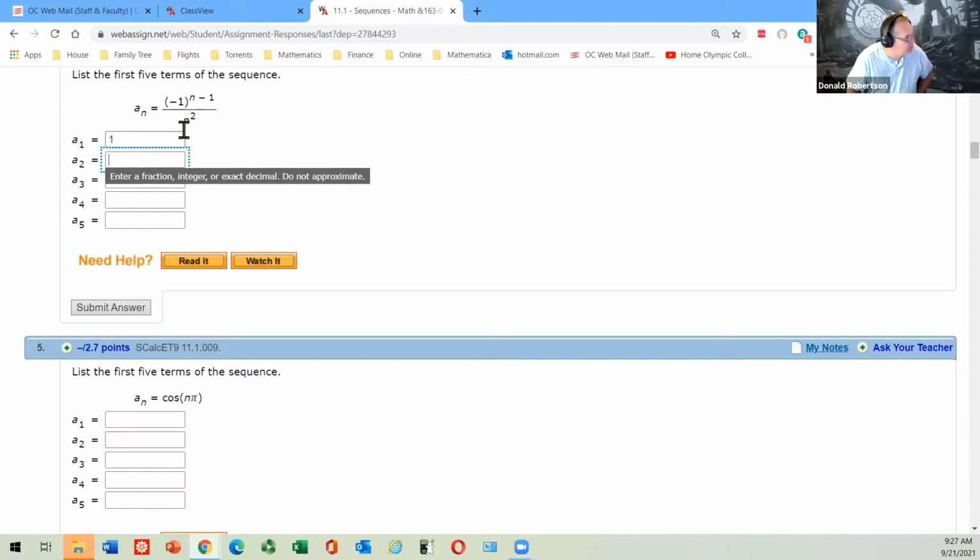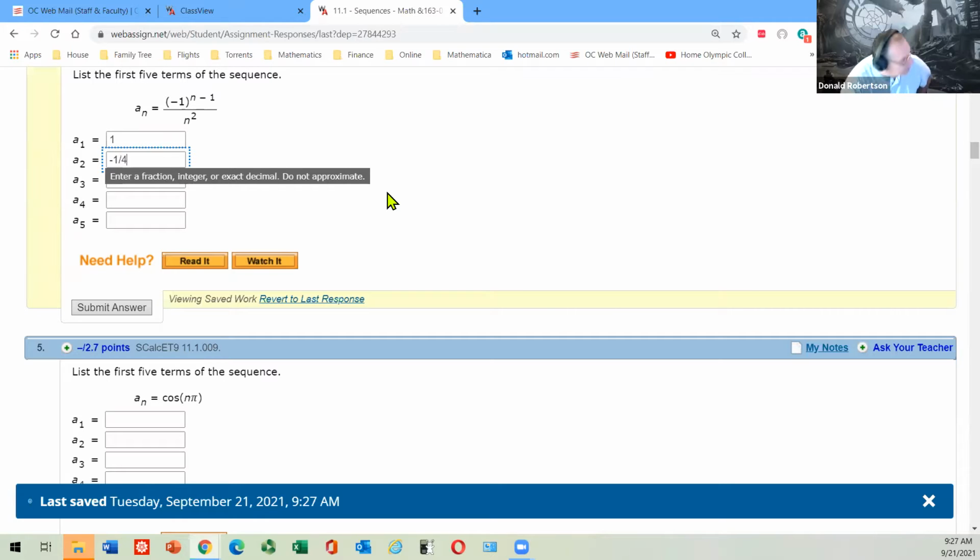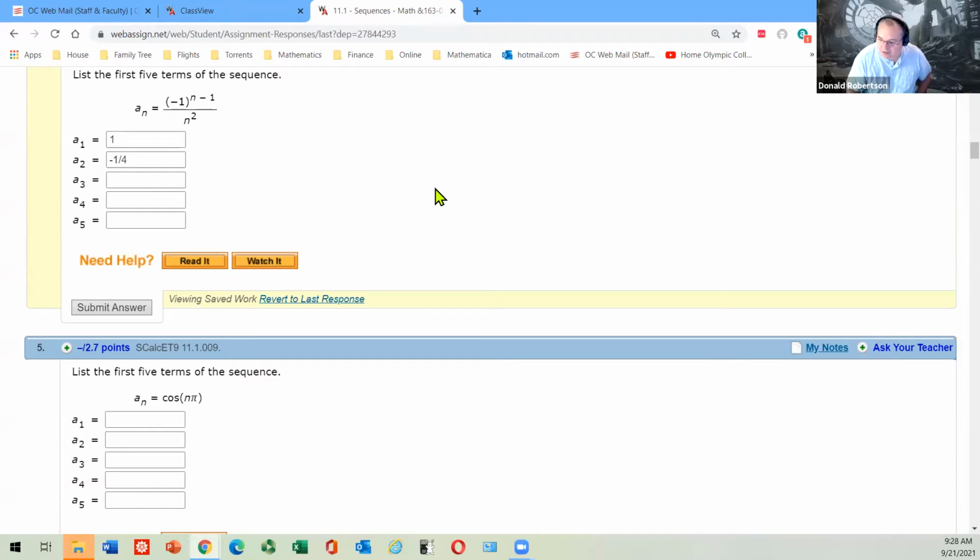A2. Now, when A is 2, doesn't this become 2 take away 1, which is 1? So negative 1 to the power of 1 is negative 1. Over 2 squared is 4. So that would be negative 1 over 4. Are you happy with that? Negative a quarter? Right. What do they want this in anyway? They didn't say, okay, so isn't the next number going to be positive again? And it's going to be 1/9. And the next number is going to be negative, and it's negative 1/16. And the next number is going to be positive, and it's going to be 1/25.